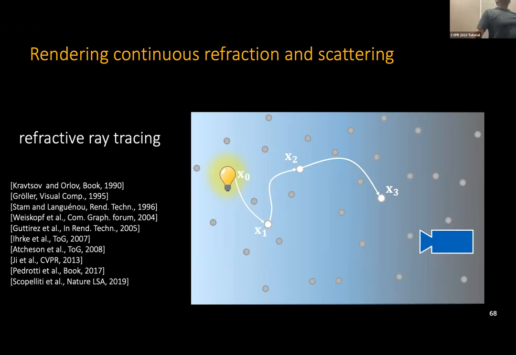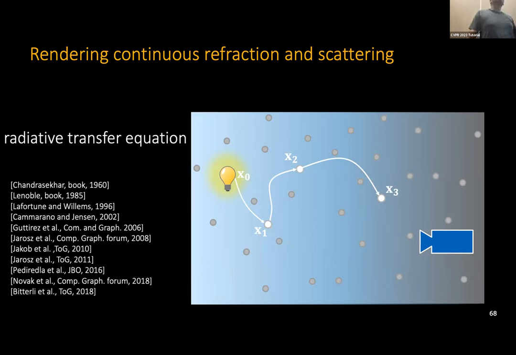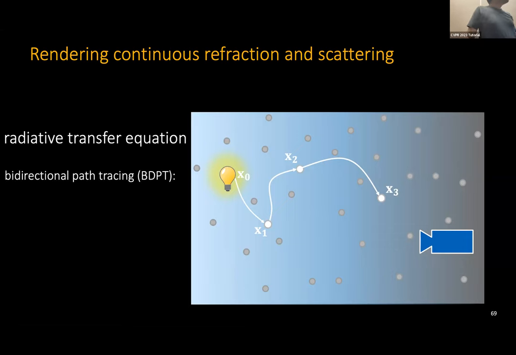And if I have a camera here, like Praneet said earlier, most of these light rays will not even reach the camera, right? So how can I find a path which starts from the light source and ends at the camera? For that, we are going to start with the path tracing techniques that were developed for constant refractive index media and see how we can extend them to continuous refractive media. So for constant refractive media, the radiative transfer equation is the one that models how the light gets transported through the medium. And we have seen that we can use bidirectional path tracing to trace the light paths. And let's see if we can use the same technique here also.